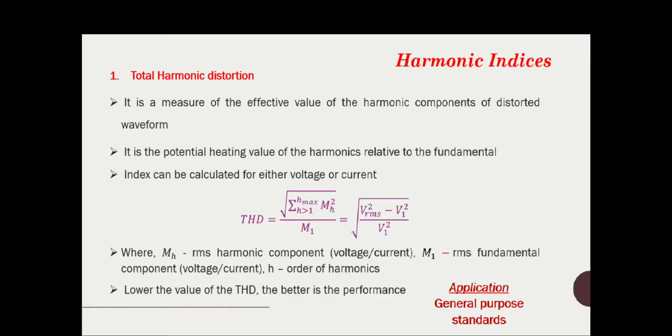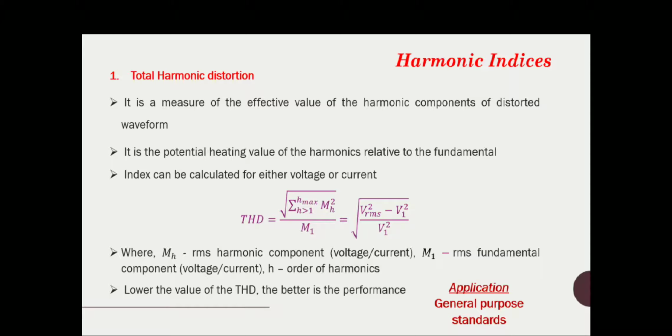The first one is the total harmonic distortion, which is a general purpose standard we are using to measure the quality of power. According to the book Electrical Power System Quality by Dugan, THD is a measure of the effective value of the harmonic component of a distorted waveform. It can be calculated for either current or voltage.